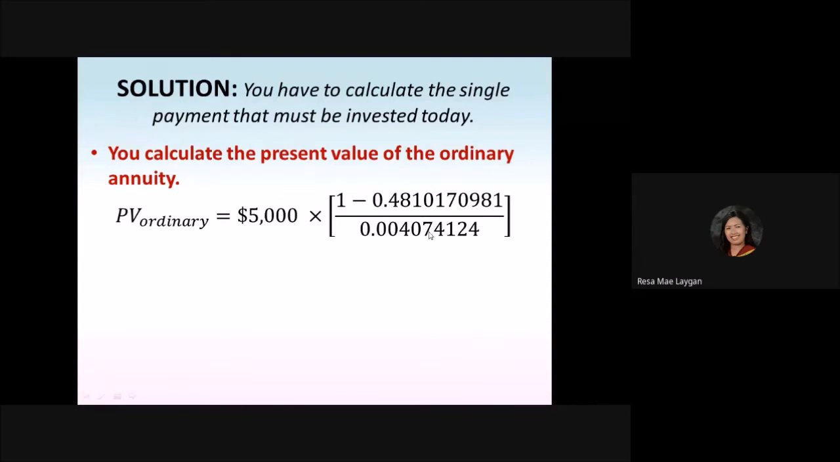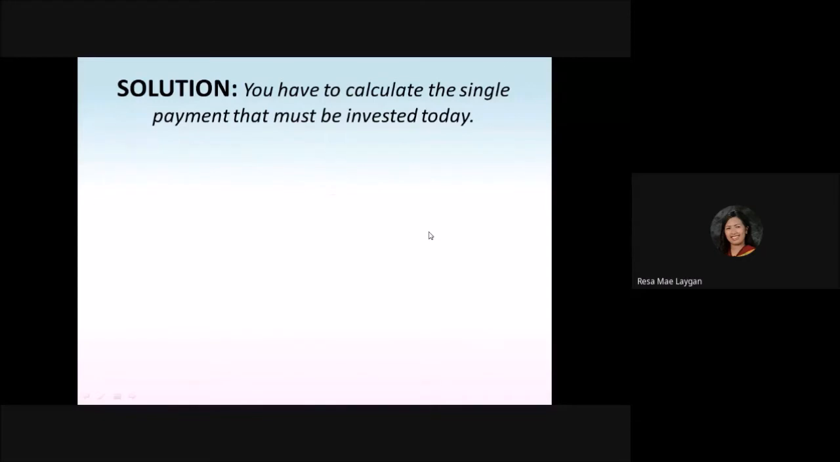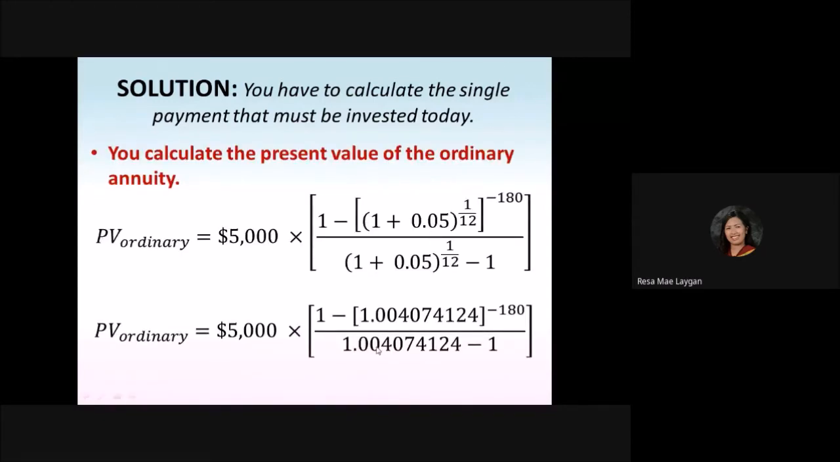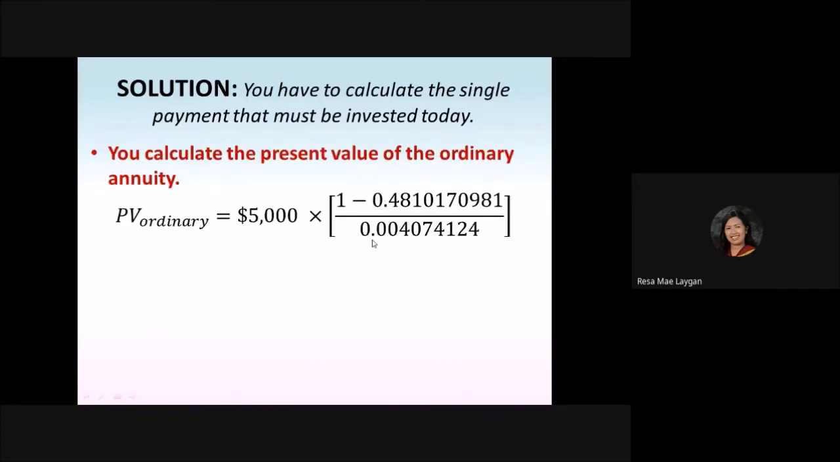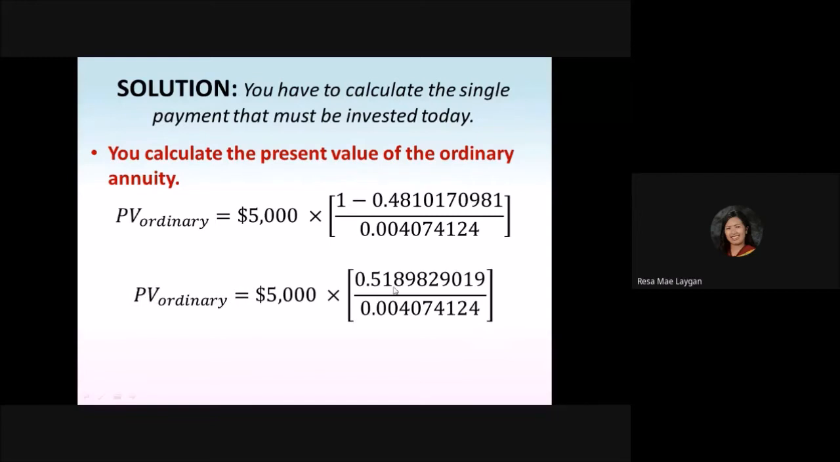0.481017981. And this value arrives because we deduct the quantity 1 from 1.004074124. So we get the value of 0.004074124. So now we have to resolve for this value. You have to deduct this from quantity 1. Then the result is 0.518982919. So you divide it by 0.004074124.